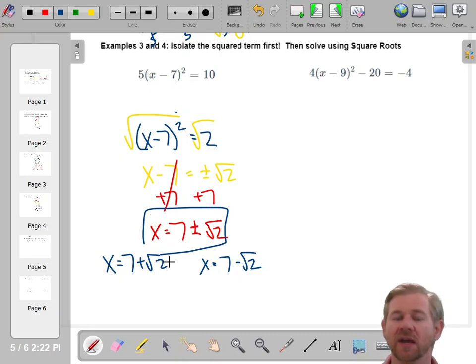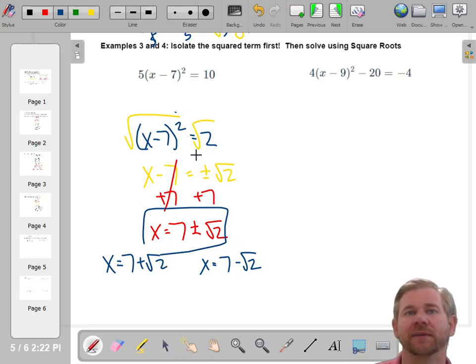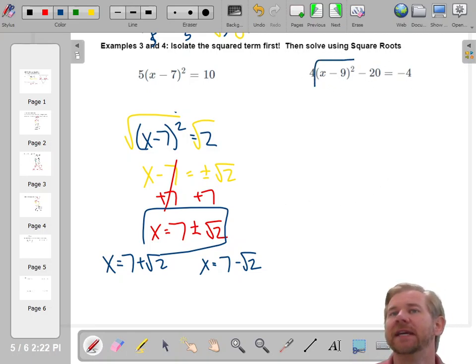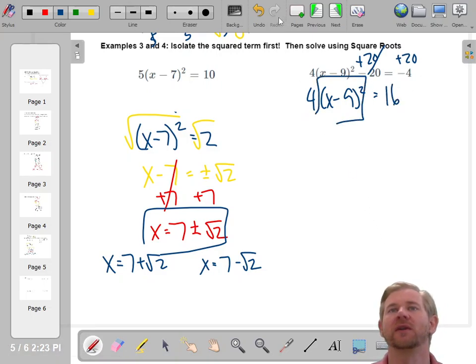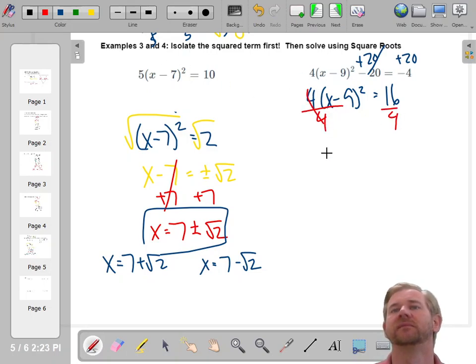It takes a little getting used to, but we're going to do the same thing with the quadratic formula. This is the same idea. You need to get that whole squared term by itself. Here you have an extra step. You have to add 20. So 4 times x minus 9 squared equals 20 minus 4 is 16. We still don't have the squared term isolated. We need to get rid of that 4. So divide by 4. X minus 9 squared equals 4.